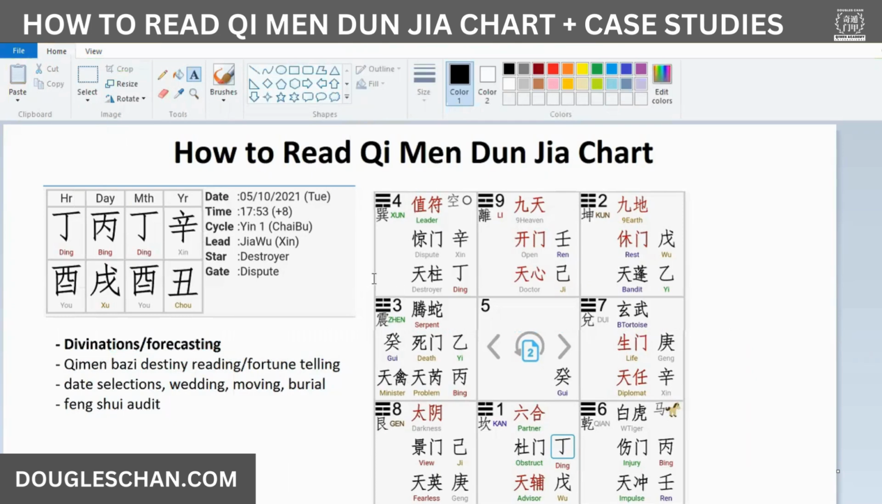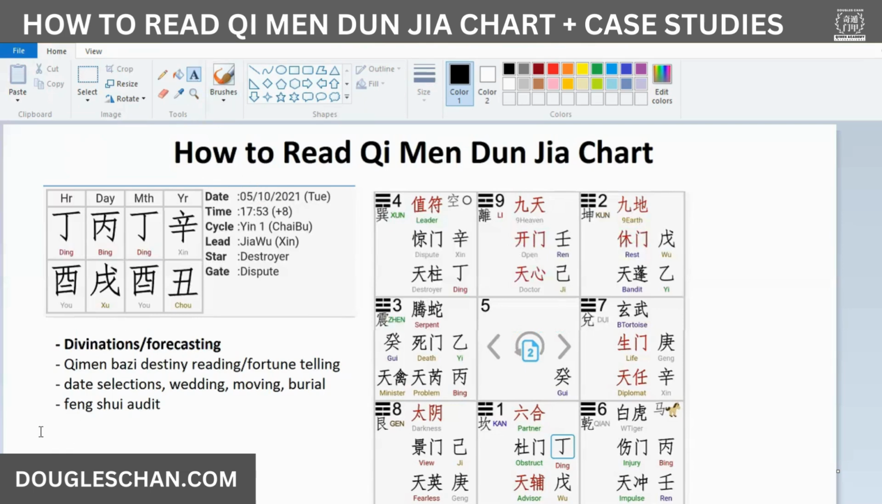The chart we have here is a dissected 奇门 chart. To ease the reading, I divide it into two different parts so that you can see the information more clearly. In order to read a chart, we have to base it on a question. So I'll give you one example: a chart based on the 5th of October 2021.